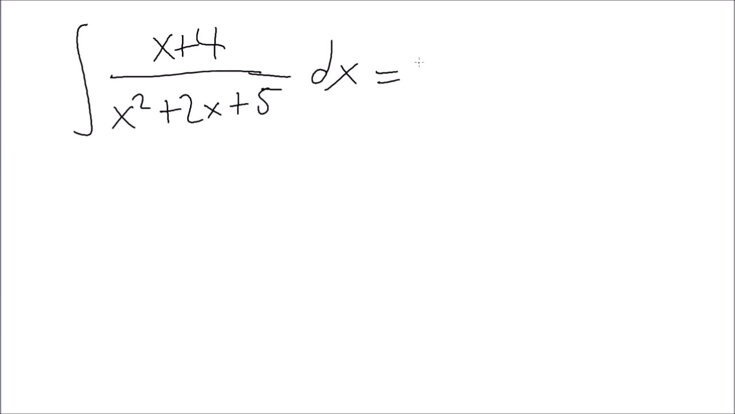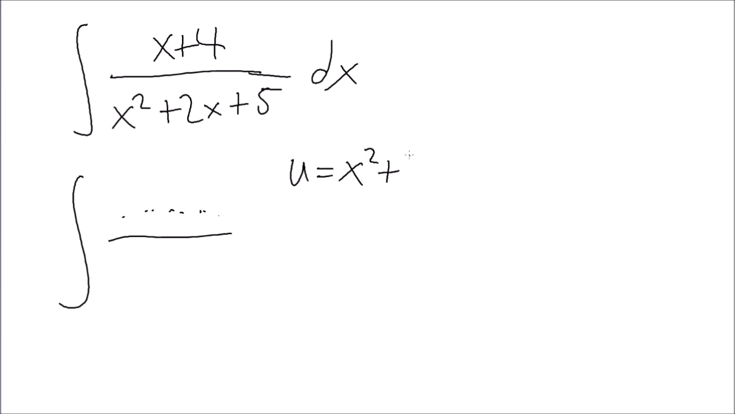So let's say that we're not going to split it. Because we have this x here, what I like to do is force a derivative on top. What I mean by that is I want a certain numerator where I can do the u substitution on x squared plus 2x plus 5. Then I want my numerator to be 2x plus 2.